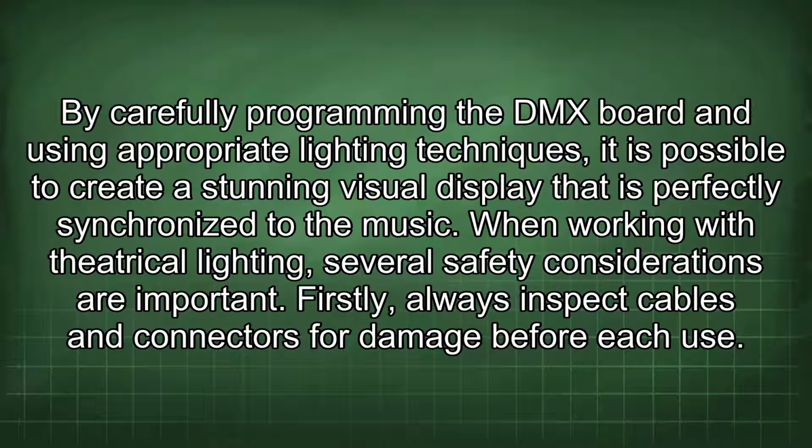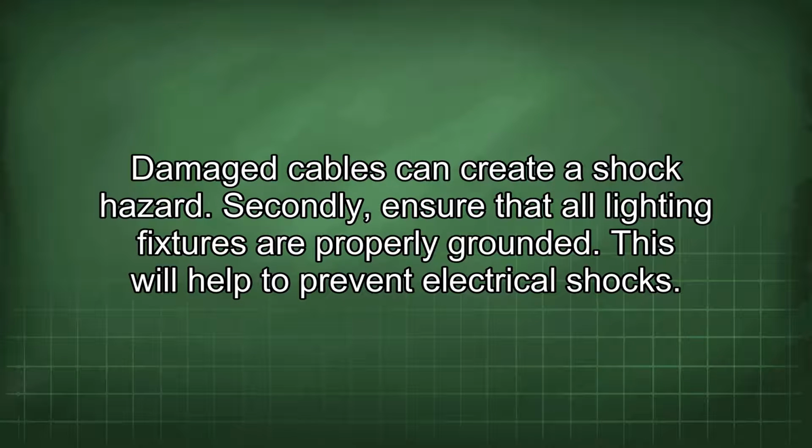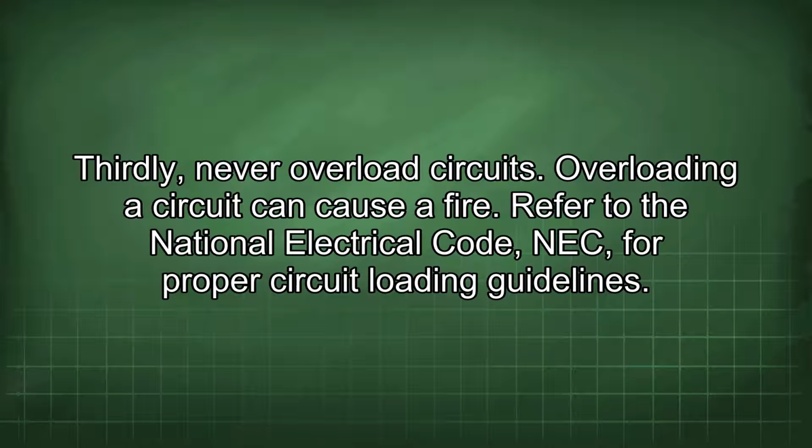When working with theatrical lighting, several safety considerations are important. Firstly, always inspect cables and connectors for damage before each use. Damaged cables can create a shock hazard. Secondly, ensure that all lighting fixtures are properly grounded. This will help to prevent electrical shocks. Thirdly, never overload circuits. Overloading a circuit can cause a fire. Refer to the National Electrical Code, NEC, for proper circuit loading guidelines.